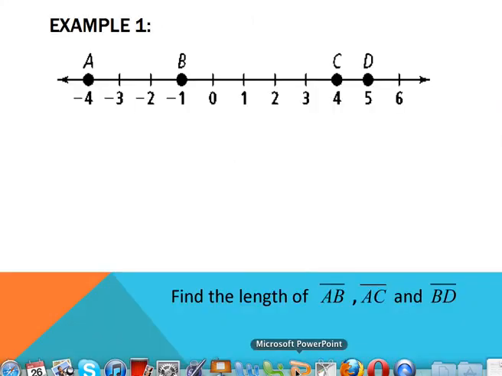And you can find the length of AC and BD on your own. We won't have time for it in this video, but using that same process, you should find the length of AC and BD.